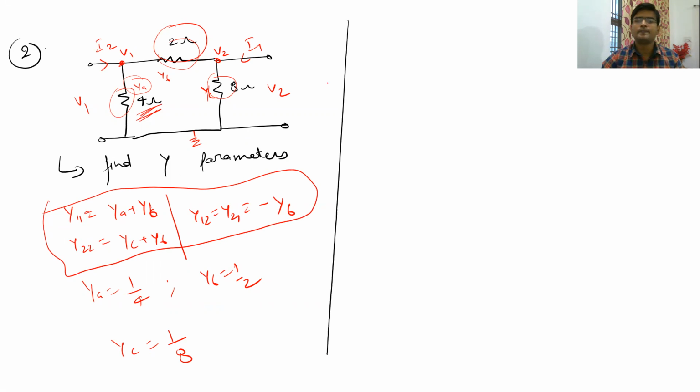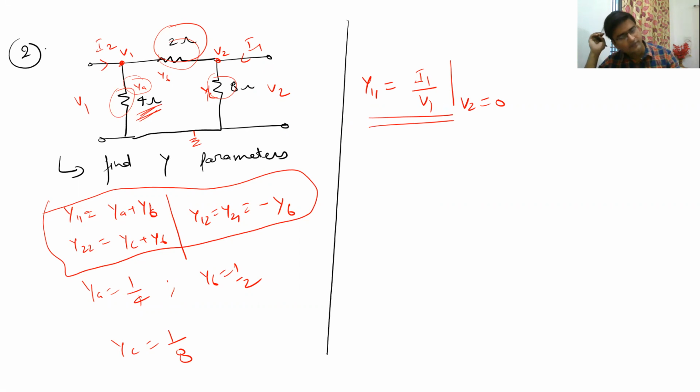Also, there is a third method where you can individually use the formula of Y11. So for Y11, what is the value of Y11? From the definition of Y parameter, it is I1 upon V1 when V2 is equal to 0. It is a short circuit parameter, right? So in this case, you have to draw a circuit which has its output short circuited, and then calculate the ratio of I1 and V1, and you will subsequently get the value of Y11, and similarly for the others. So let us calculate one of these using this formula.